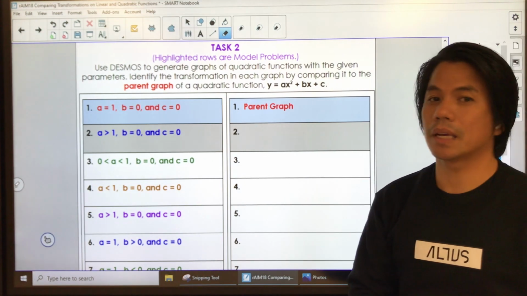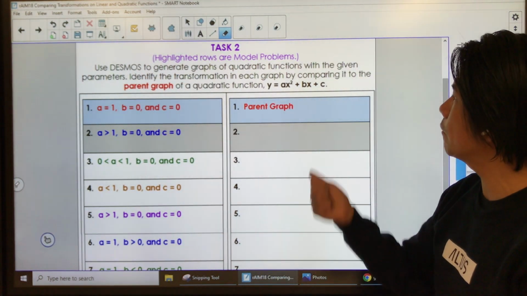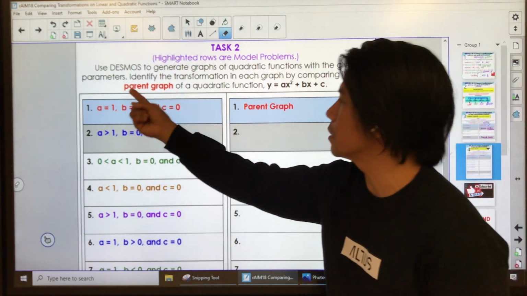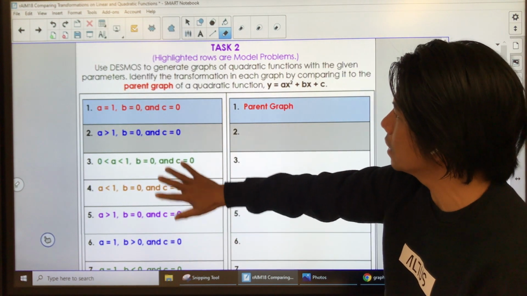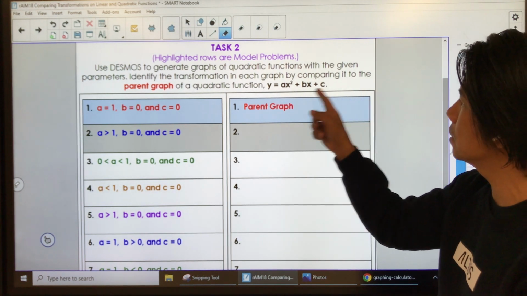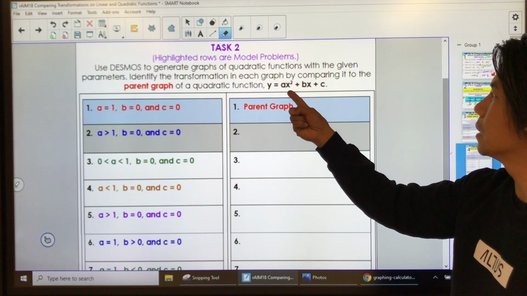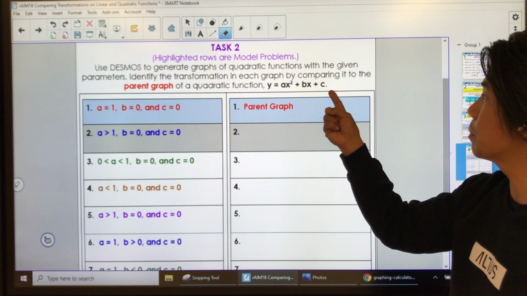Now let's have the second task. It says, use DESMOS to generate graphs of quadratic functions with the given parameters. So again, these are the parameters. Identify the transformation in each graph by comparing it to the parent graph of a quadratic function y equals ax squared plus bx plus c.